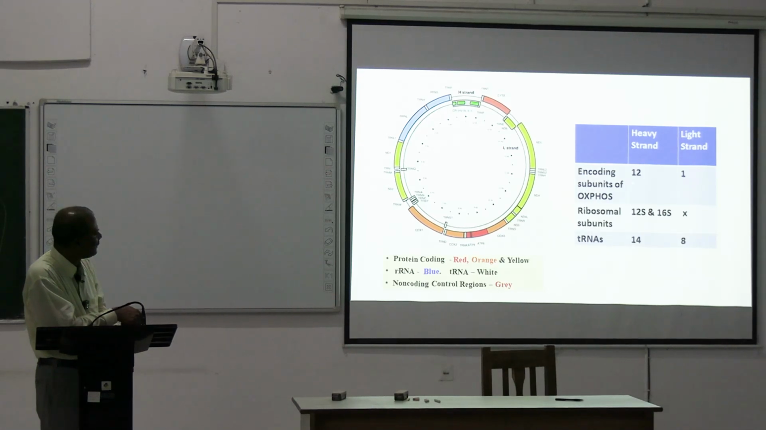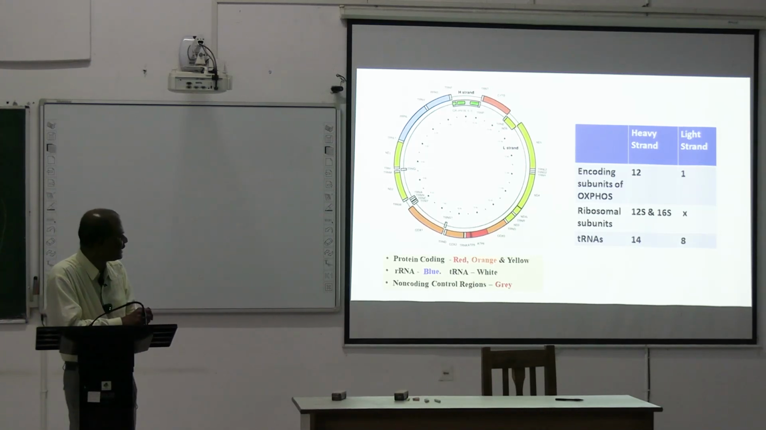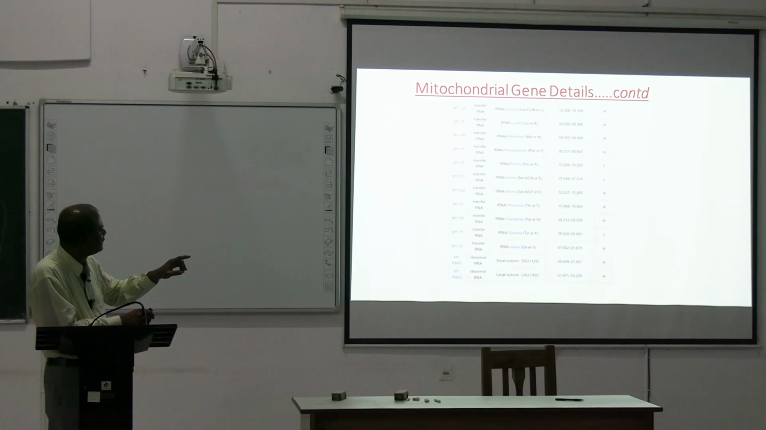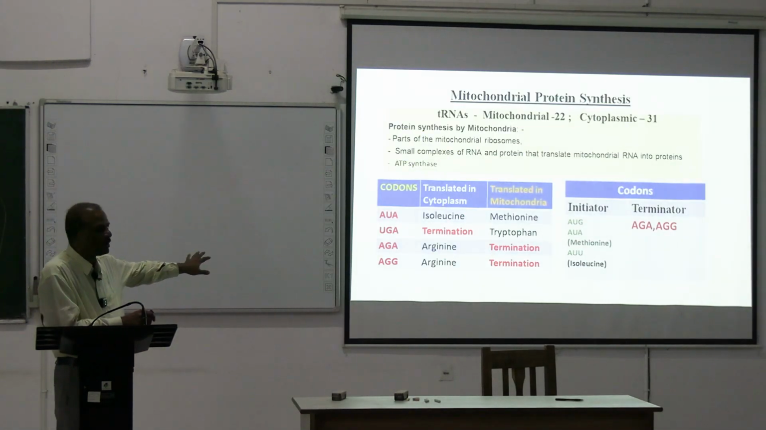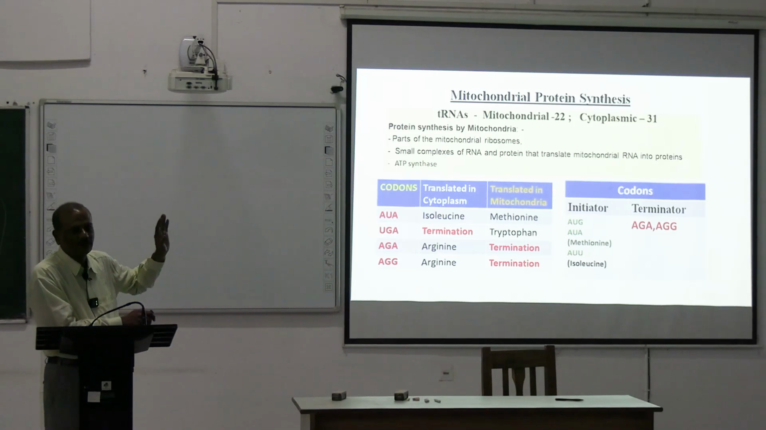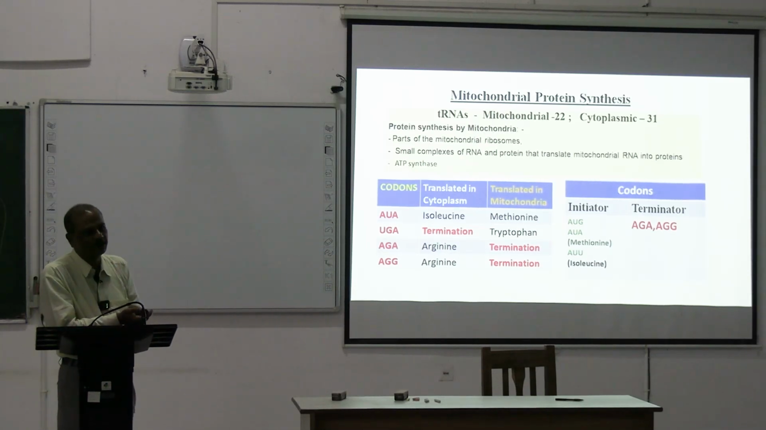So basically they have encoding genes, and there are ribosomal subunits, 12S and 16S. So these are the mitochondrial gene details I am telling you. Just to remember, this slide I showed you earlier also, that the mitochondrial codon is not the same as the cytoplasmic codon, that is the mRNA codon present in the cytoplasm. So there are differences and you must remember. This might again come as an MCQ question.